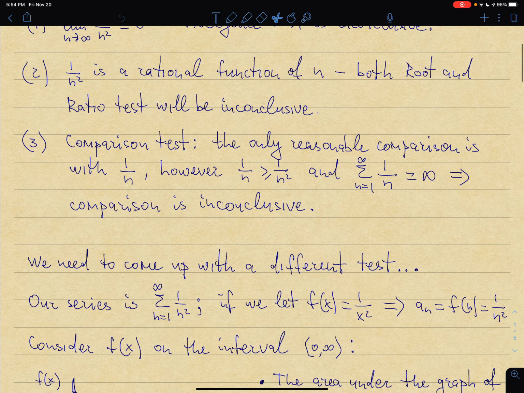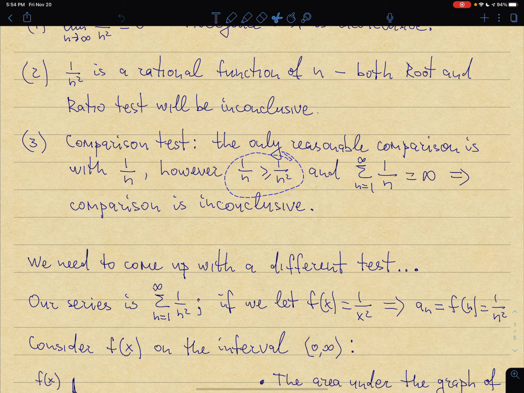The last hope is a comparison test. And at this point, our library of series for which we know convergence involves only 1 over n, as well as a geometric series. So clearly 1 over n squared probably should be compared to 1 over n. It would be difficult to compare it to a geometric series. And the problem with 1 over n is that it gives you a harmonic series which diverges, so the sum of the series is infinity.